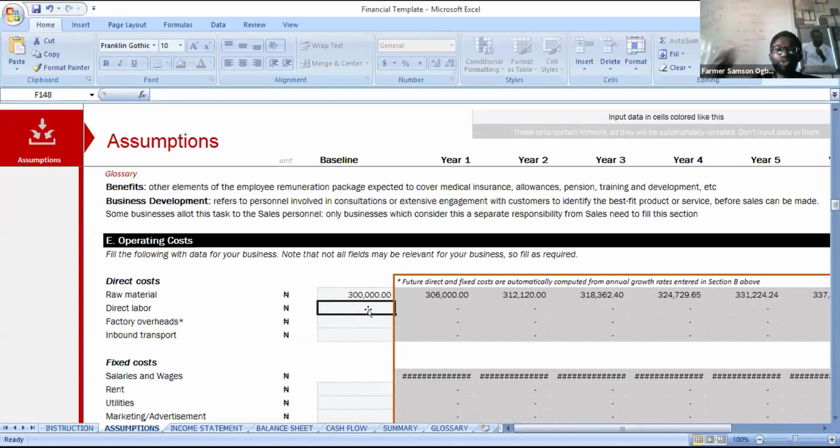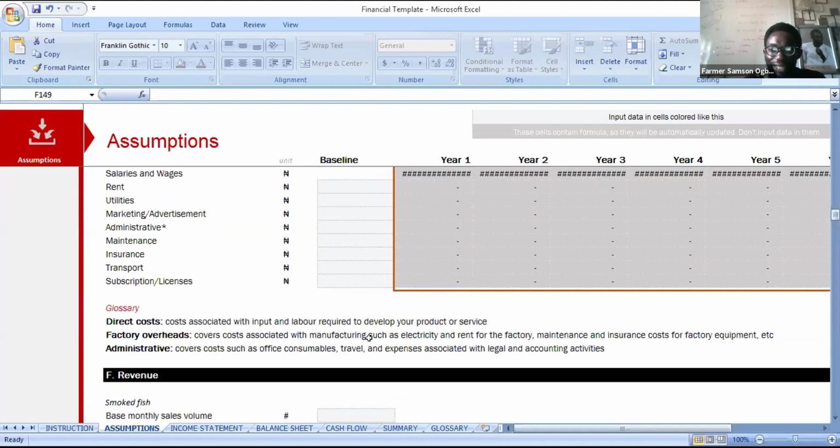Then how much do you spend on direct labor? So direct labor, let's say, I know we filled this before, but I don't want to be going up and down. 400, it will fill that up. Then how much are you spending on factory overheads? Your factory overheads are things like your electricity, your rent.